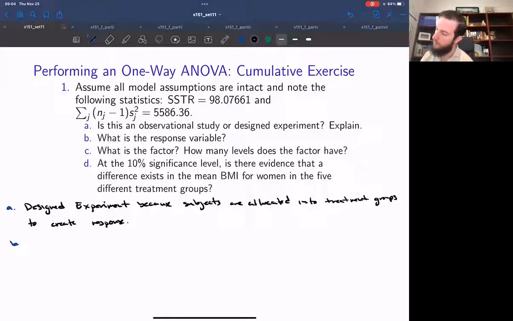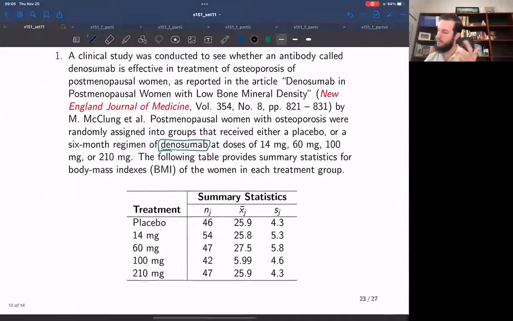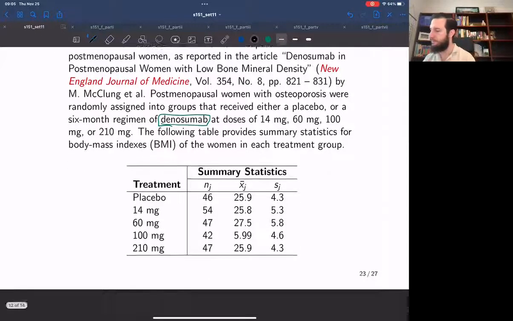All right. Part B, what is the response variable? So the response variable is what we're actually measuring. So this is going to be the body mass index. Okay. Part C, what is the factor? How many levels does the factor have? The factor is the denosumab drug, and there are 5 levels: placebo, 14, 60, 100, 210. Okay, so 5 levels, 1 factor, 1 response.